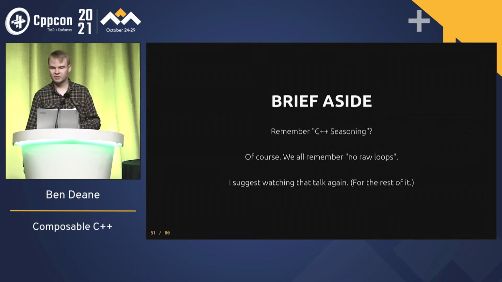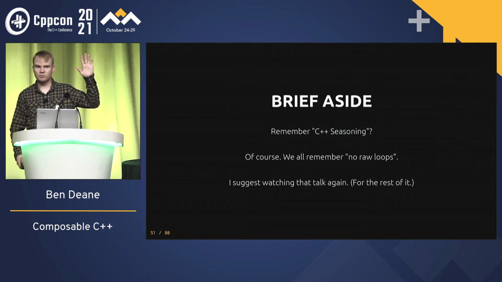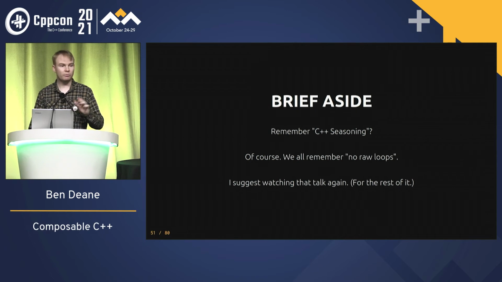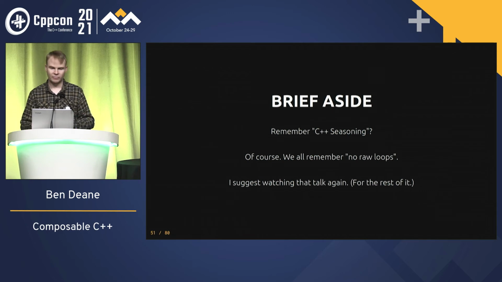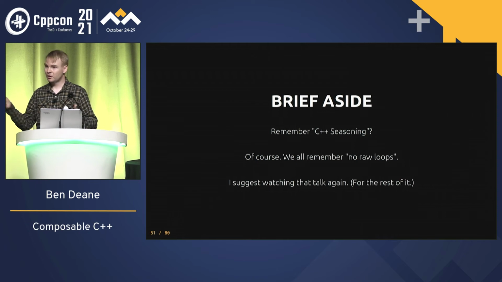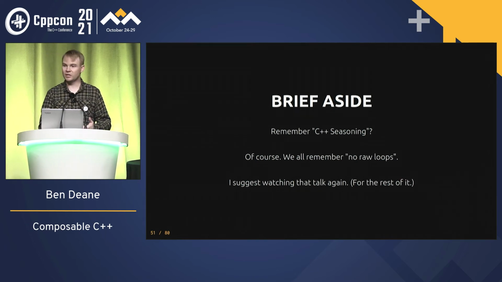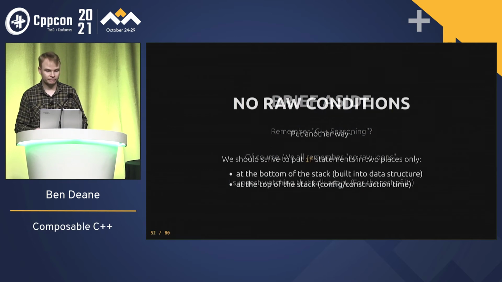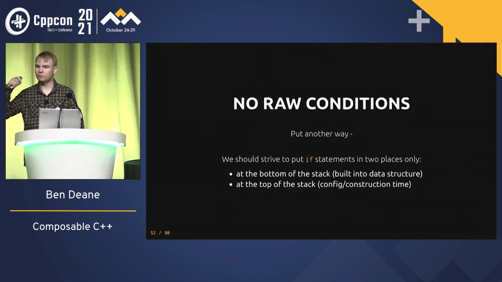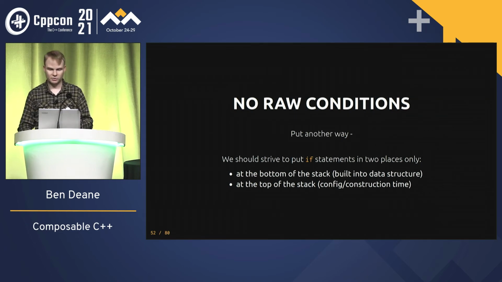So, just briefly to take an aside, how many people have seen C++ Seasoning? Many folks. So everyone remembers of these folks, I expect, no raw loops, right? It's a mantra. I'd like to point out that that talk is actually 80 minutes long, and Sean's pretty much done with talking about algorithms after 30 minutes. And in the rest of the talk, he talks about composability of various kinds. So you should definitely go back and watch that talk if you just remember no raw loops. So yeah, here's another way to put it. If statements should occur either at the top of the stack, where they're representing configuration, or at the bottom of the stack, where they're built into a data structure.